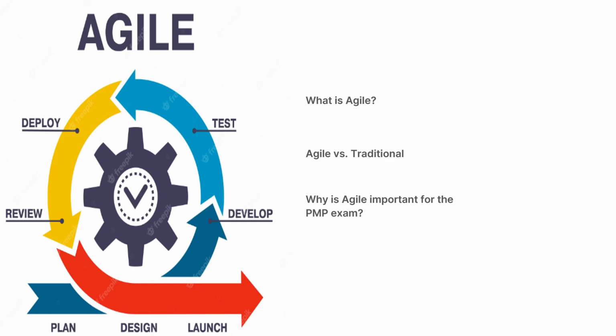Documentation. Agile documentation is lean and focused on what's necessary. Traditional projects often involve comprehensive documentation. Risk management. Agile handles risks through continuous adaptation. Traditional projects have formal risk management plans.